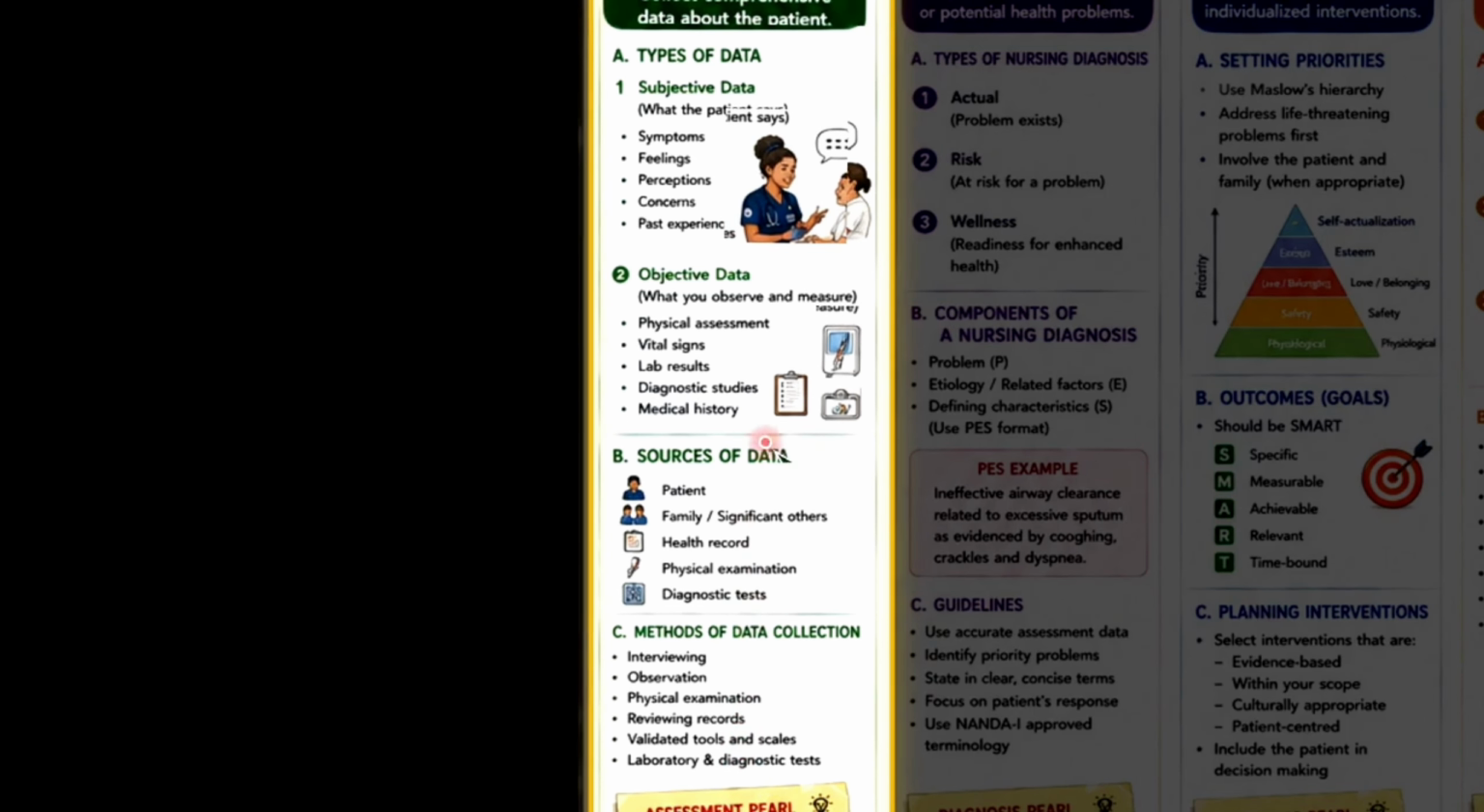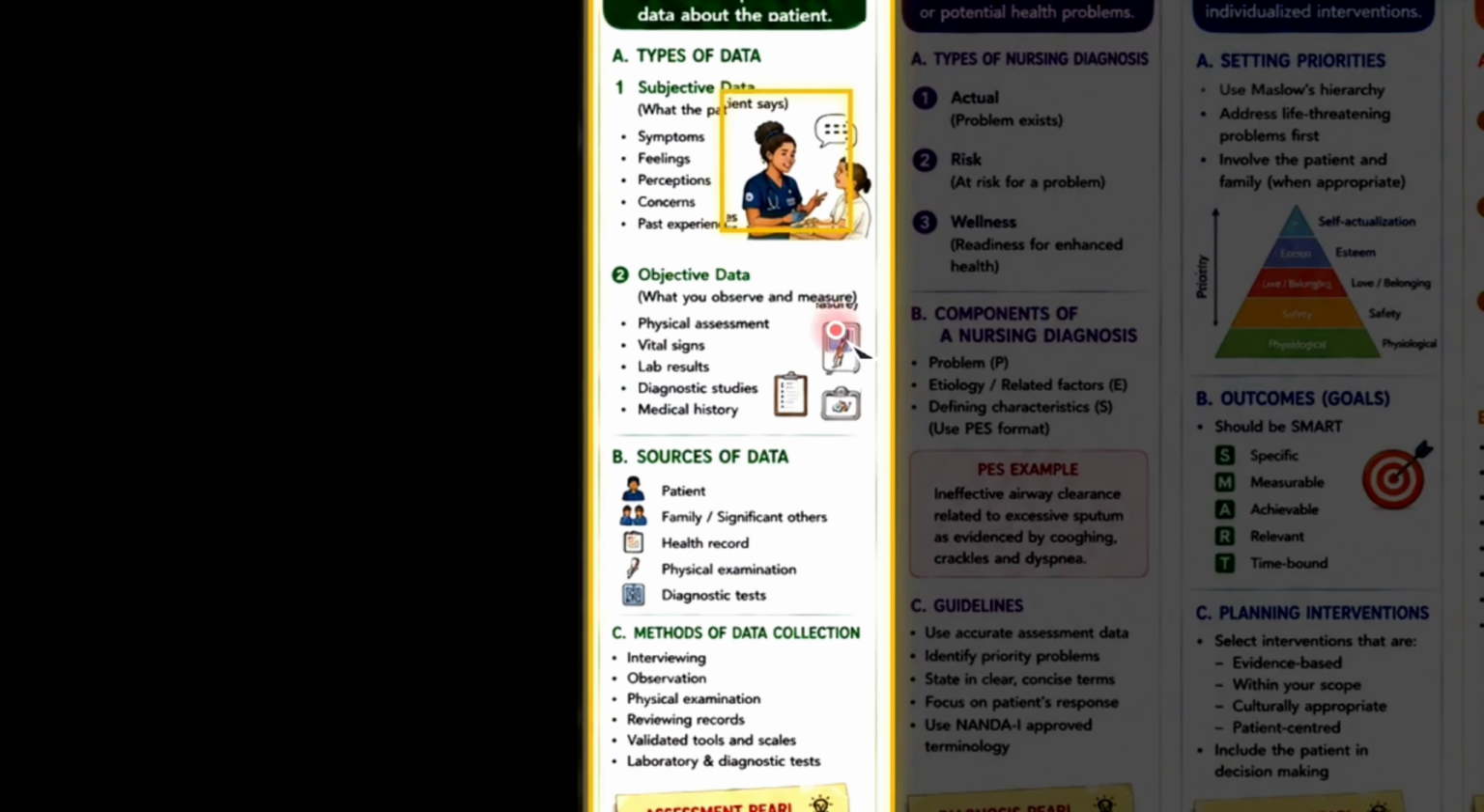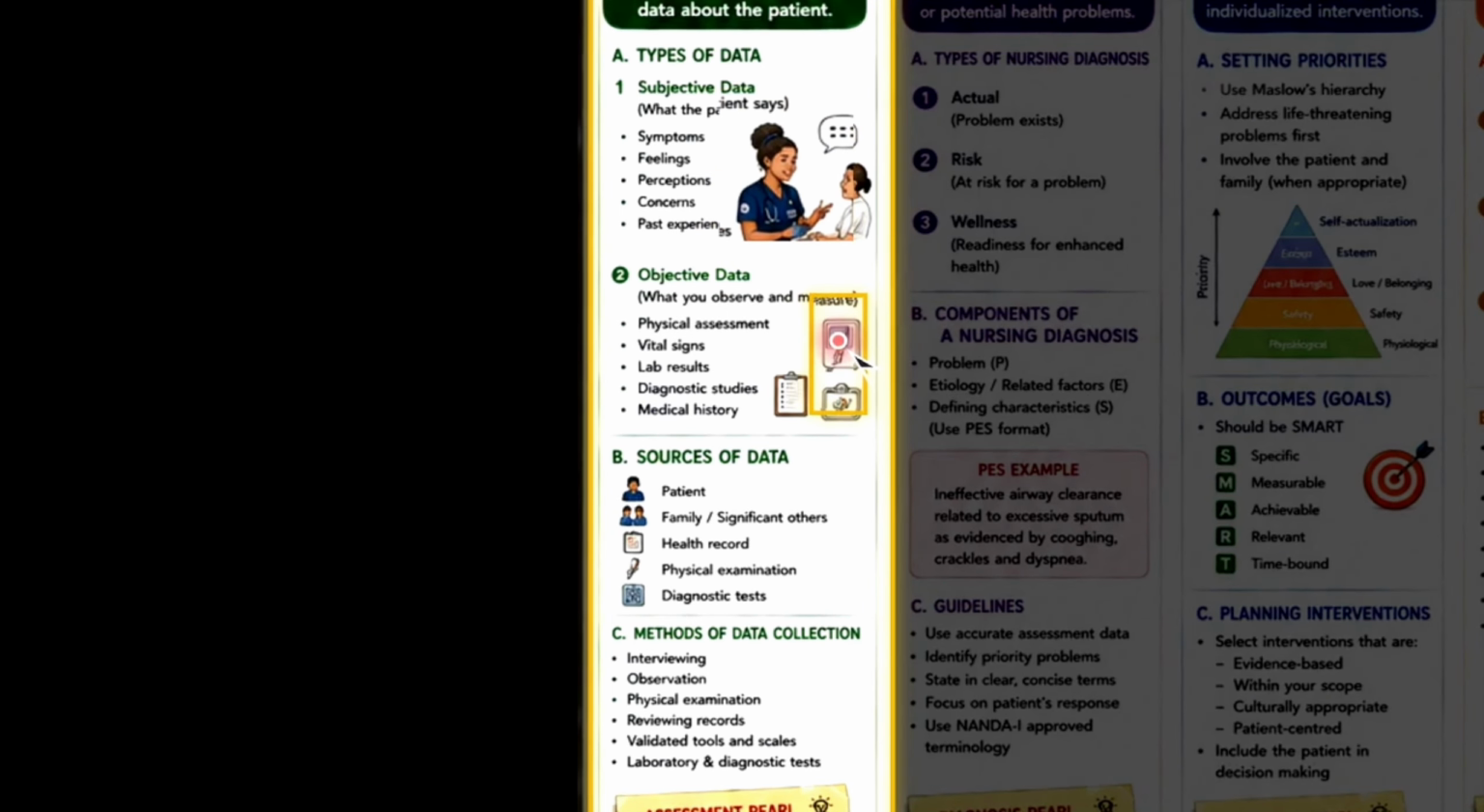First, we have subjective data, often called covert data. This is information expressed directly by the patient or caregiver that cannot be independently measured or verified by the clinician. It includes symptoms such as pain intensity, personal feelings, individual perceptions of illness, deep-seated health concerns, and past personal medical experiences.